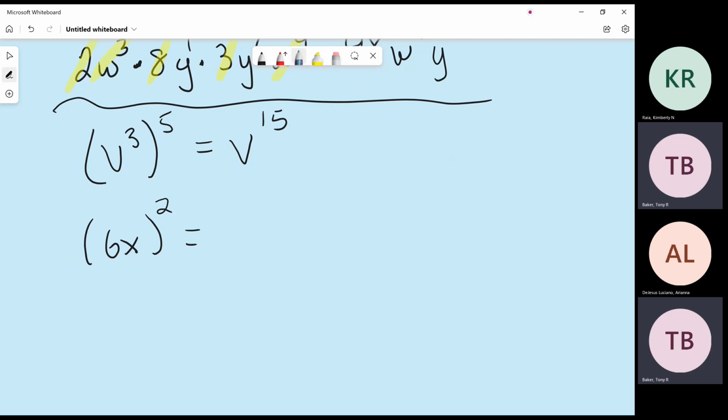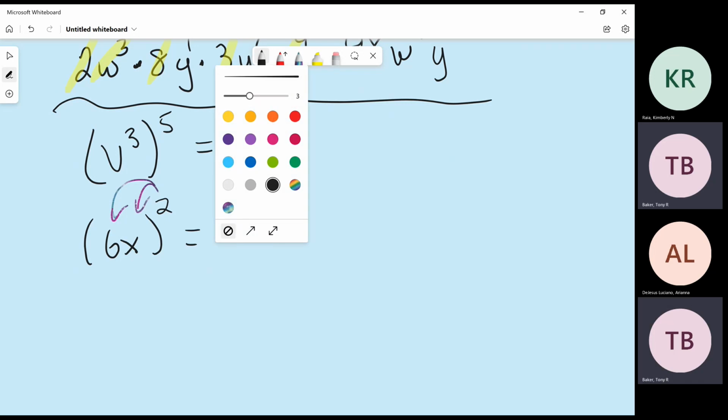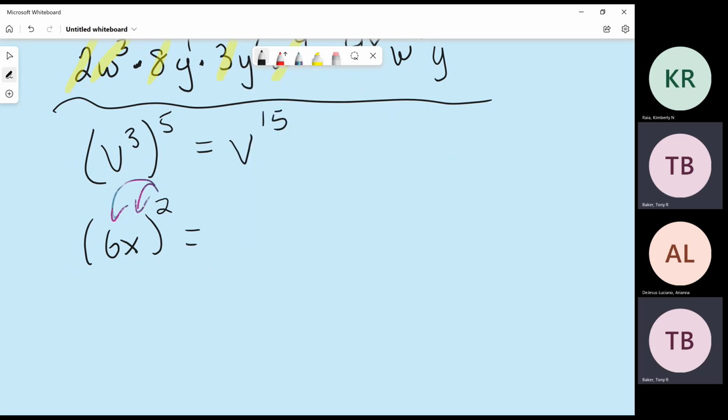So we have an exponent outside. We distribute to both of them. A lot of people forget to do it to the number. Don't forget to do it to the number. What's 6 squared? 36. And then we have x squared. I tried to put in 6 squared, it told me to evaluate the number. That's what I was trying to figure out, if it'll let you do it. So 36x squared.